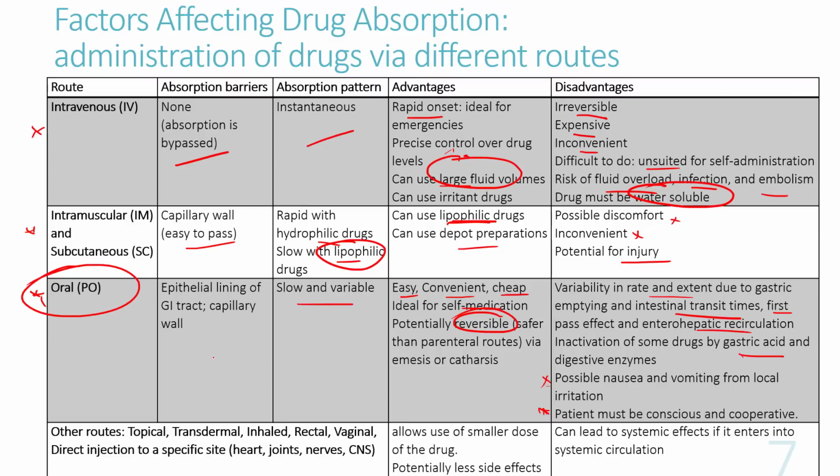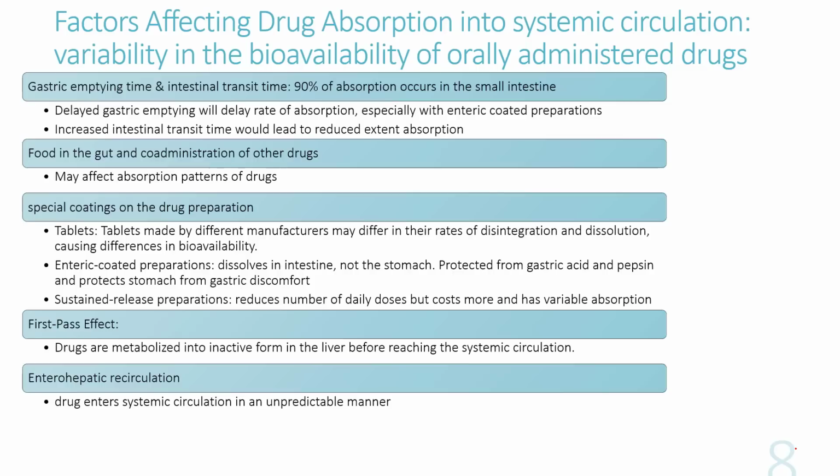There are some other routes of administration listed here: topical, transdermal, inhaled, rectal, vaginal, and direct administration to a specific site. These routes of administration allow a smaller dose of the drug to be used. And because a smaller dose is being used, there's less potential for side effects. And it can be directed to the target site where the therapeutic action is wanted.